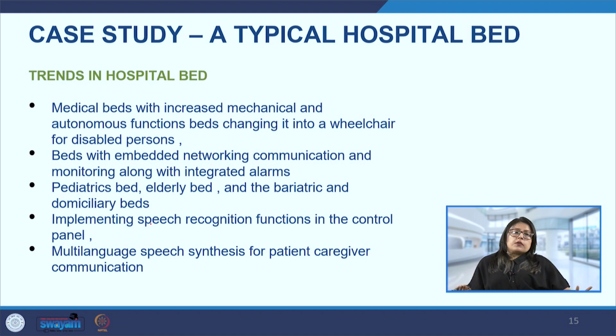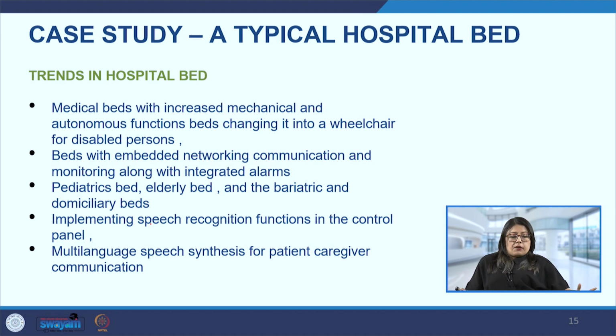So now the transferring of the patient from one bed to the other has been avoided, because sometimes it can be very painful for the patient, and they may also have to wait for their turn in front of the diagnostic room. So now one bed is fulfilling all the functions. Also, beds with embedded networking, communication and monitoring along with integrated alarms. So beds come with all of these functions as well. Like we saw how the panel had the button for CPR. So they have all the integrated systems so that it acts as a mini hospital by itself.